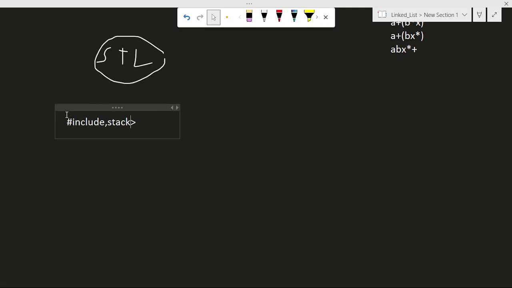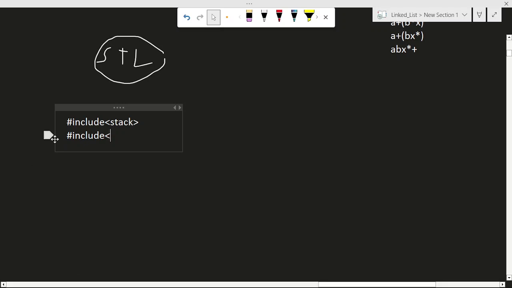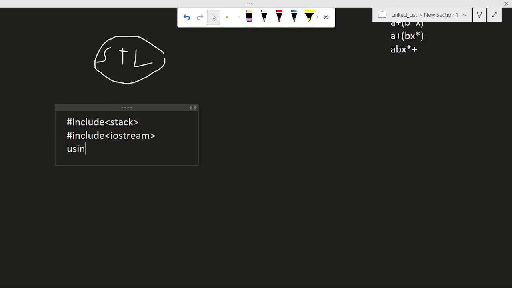After that, imagine I will write a simple code so that you can understand how it works. Okay, now I have stack. Now I will take iostream, then using namespace std. Okay, after that, what I'm going to do is I will write int main, and in main I need to create a stack.